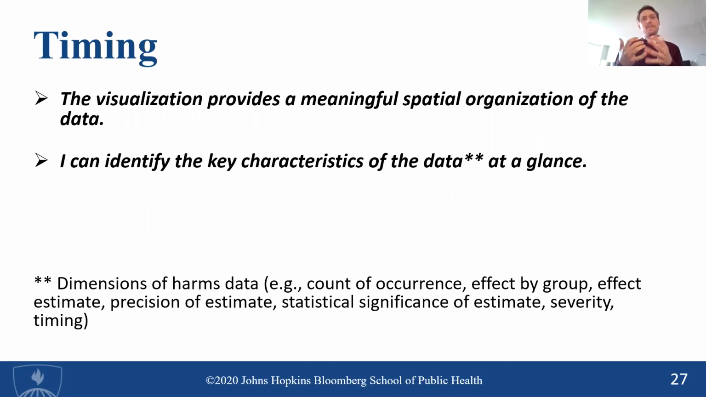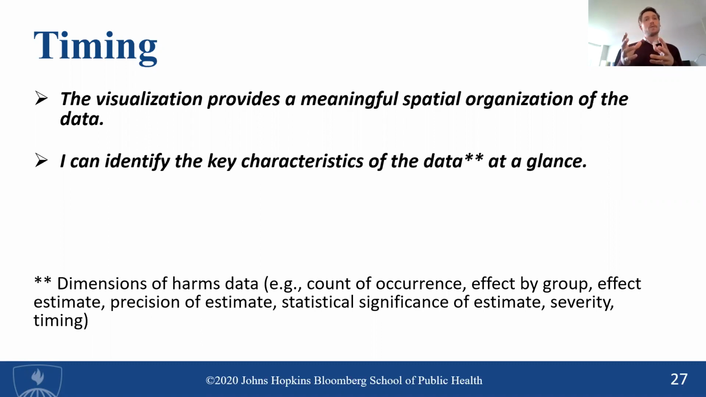And then timing. So this is the second domain that will be assessed. I know the acronym is ICE-T, but the way they have it set up, they do insight, timing, essence, and then confidence. So timing is about, does the visualization afford a rapid sort of comprehension for efficient browsing? So here, the visualization provides a meaningful spatial organization of the data. Do you disagree? Do you agree? Is the visualization organized in a way that makes sense and is meaningful? Timing, second statement: I can identify the key characteristics of the data at a glance. So this is, again, getting to that, is this something that you really have to work around to understand, or is this something that's clear from the way the visualization is laid out or labeled or explained?